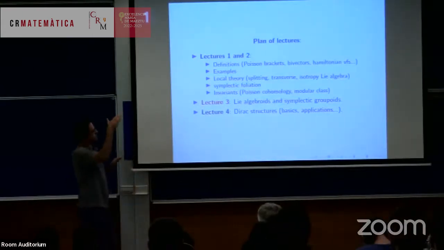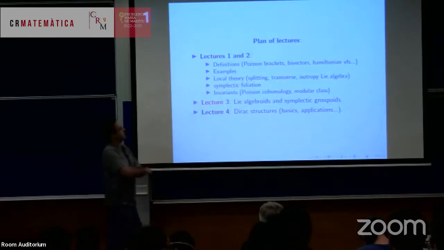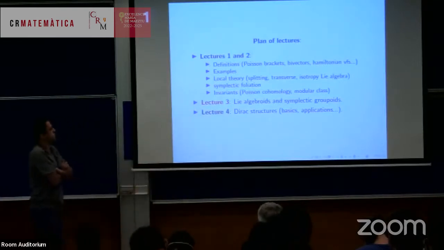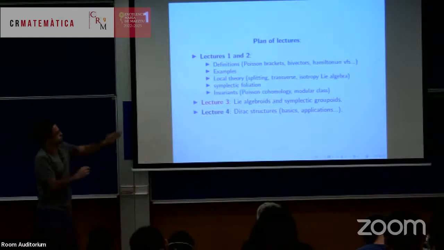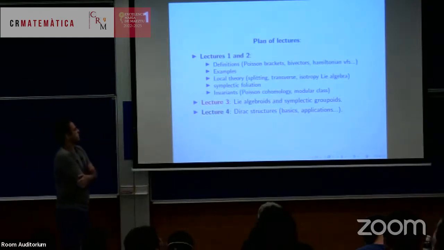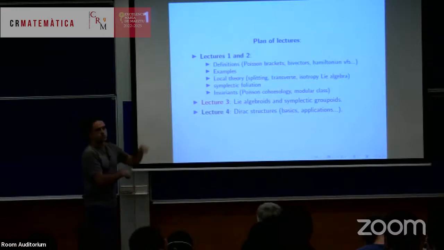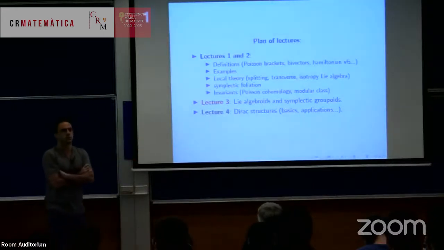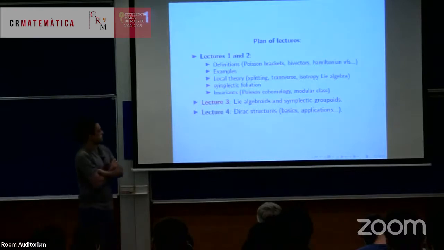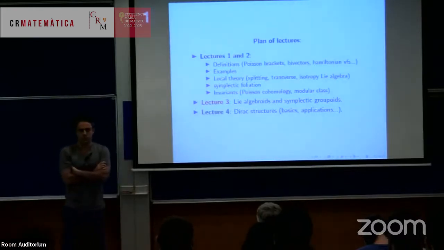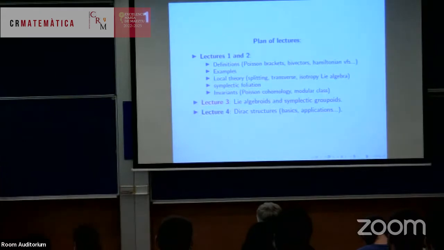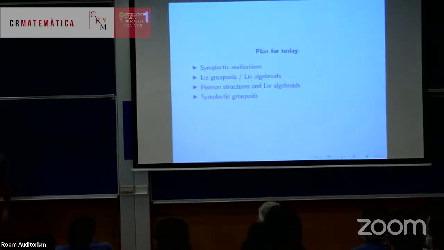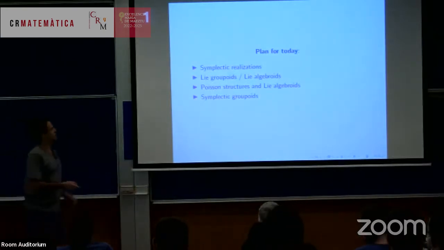And there you can see that there's also a symplectic foliation associated with any Poisson structure, and also some transverse geometry. And towards the end, I spoke about some invariants that are relevant in the theory of Poisson manifolds. So today what I want to do is bring Lie algebroids and groupoids into the picture. That's a plan for today.